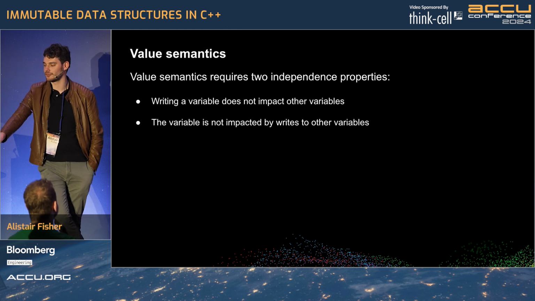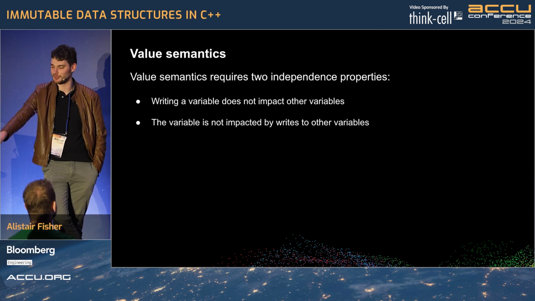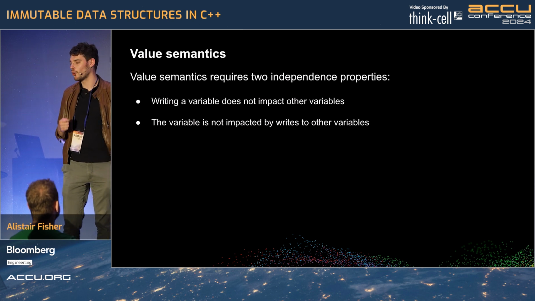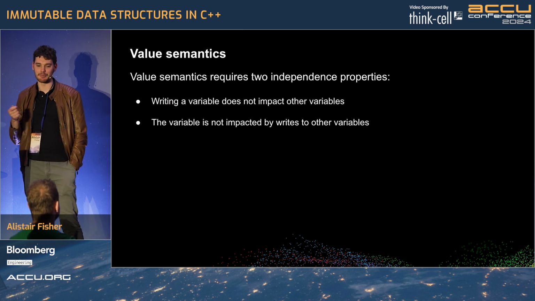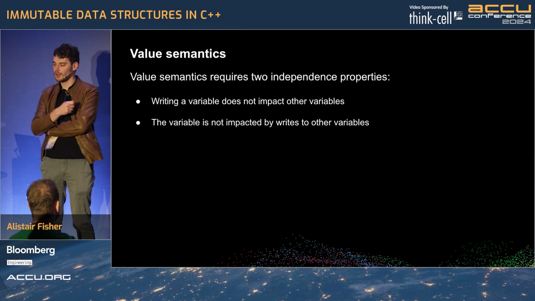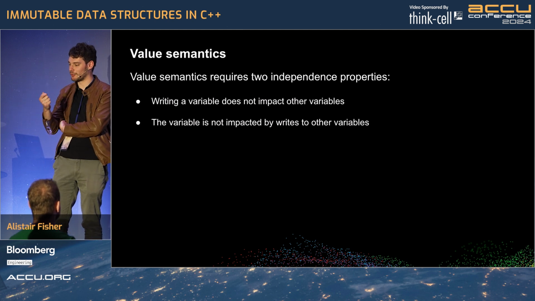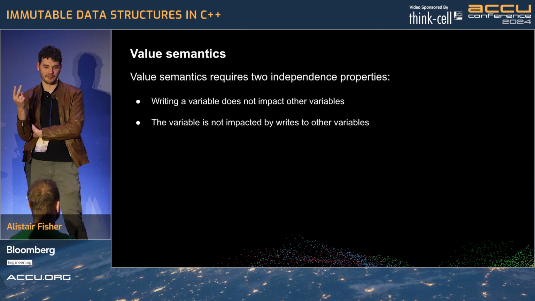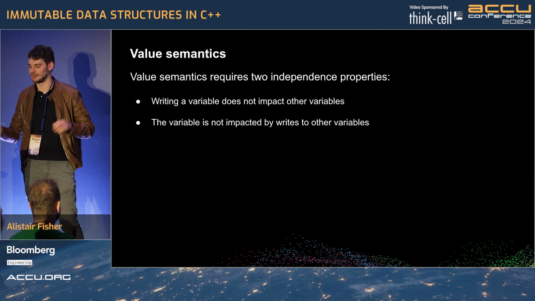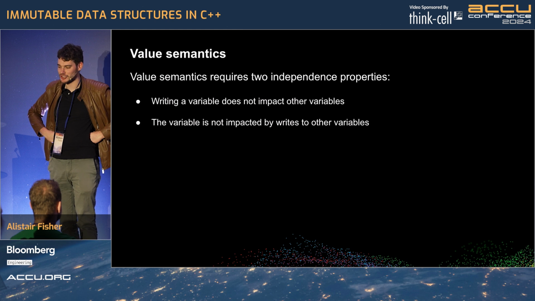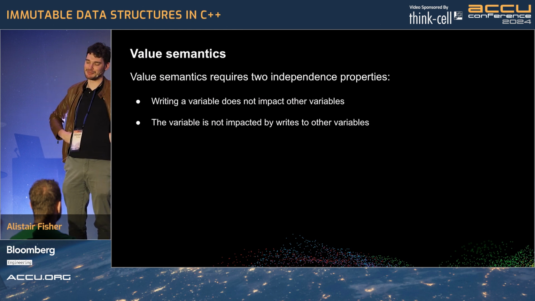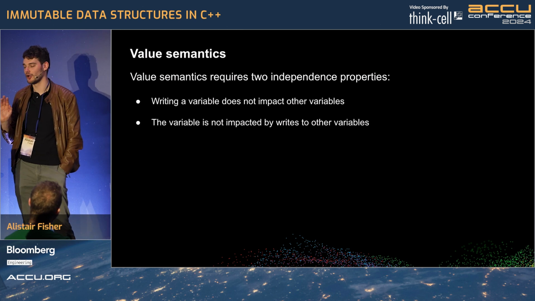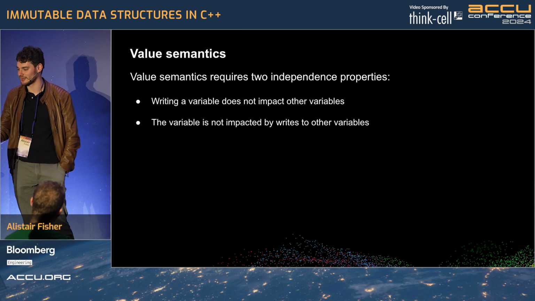So according to Dave, value semantics is based on two properties. The first property is that when you write to a variable, you don't impact any of the other variables. The second is that a variable also cannot be impacted by writes to other variables. If you have a variable that satisfies these two properties, you have value semantics. This is a slightly narrow definition. I'm not really talking about ownership, which is more of a C++ concept. I'm putting that to the side for now. I'll come back to it a bit later. But for now, we're going to use this as our definition of value semantics.